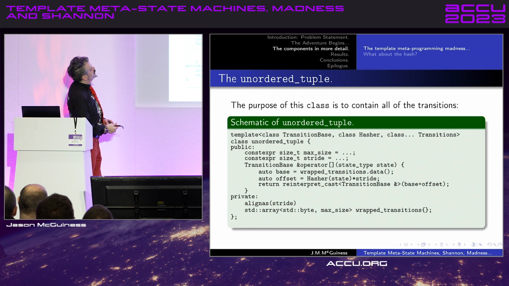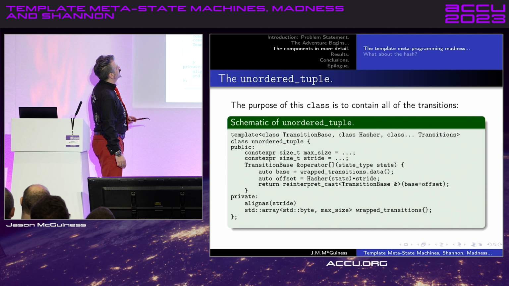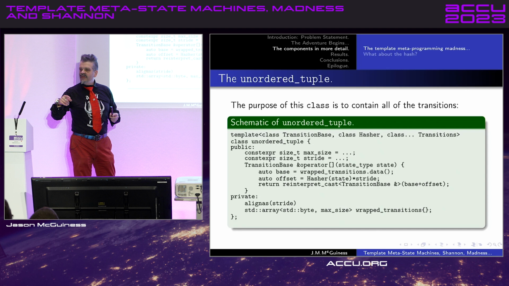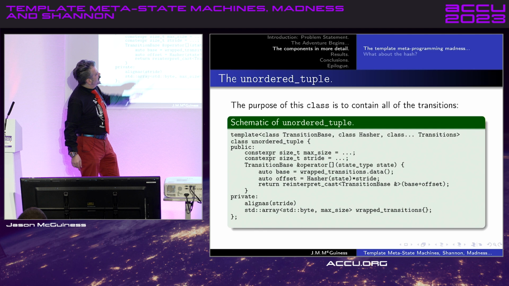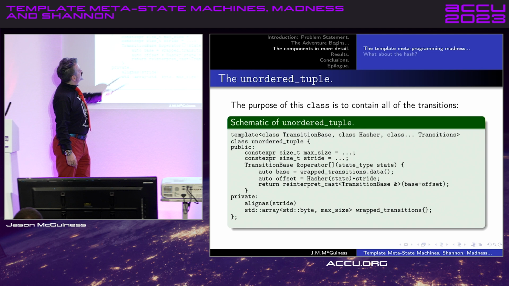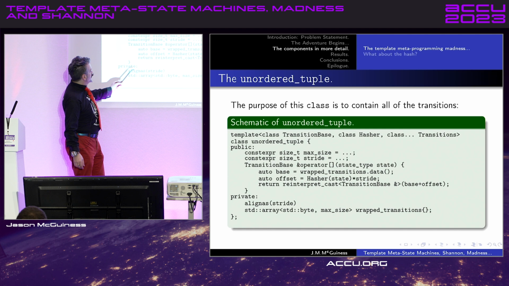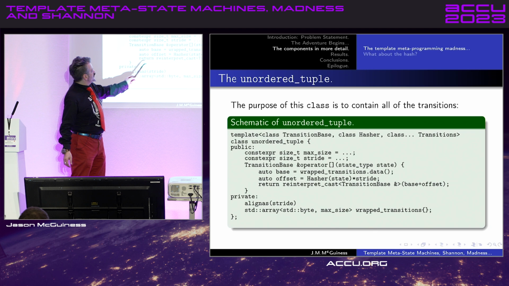So, unordered tuple. What is this magic wizardry, I hear you wonder? Right, we need a base class. We've got to call the overload. We need a base class. You know that abstract base type? Yep, that we compute. We need a hasher. We need some transitions. So, we can compute the maximum size because these are all template parameters. Yeah, sizeof dot, dot, dot. We can compute a stride. Bingo. We can compute the stride also, because we align everything, the stride also gives me the alignment of the array. And now we have our wrapped transitions.